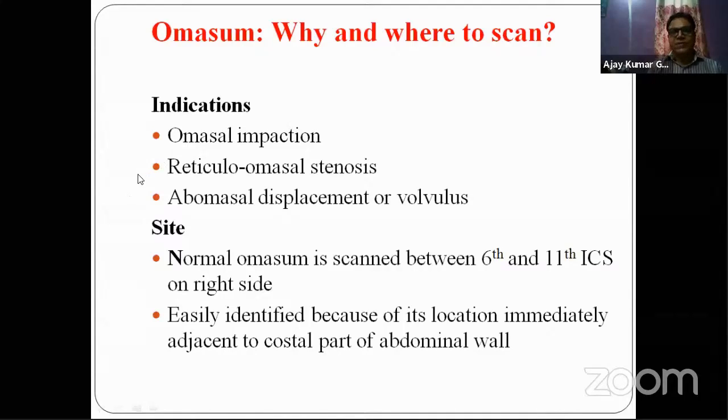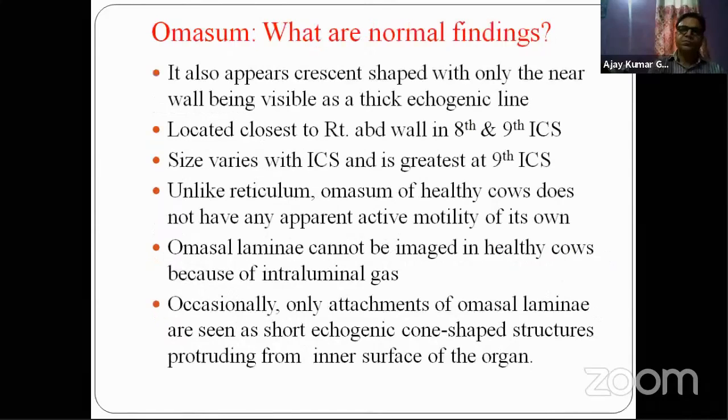Where should the omasum be scanned? Omasum is normally scanned between the 6th and 11th intercostal spaces on the right side. And it is easily identified because of its location, which is immediately adjacent to the costal part of the abdominal wall. How does it appear on ultrasonography? All hollow organs, may it be reticulum, omasum, abomasum, rumen, all appear as semicircular or crescent shaped echogenic lines. And beyond that, very rarely do you find other structures.